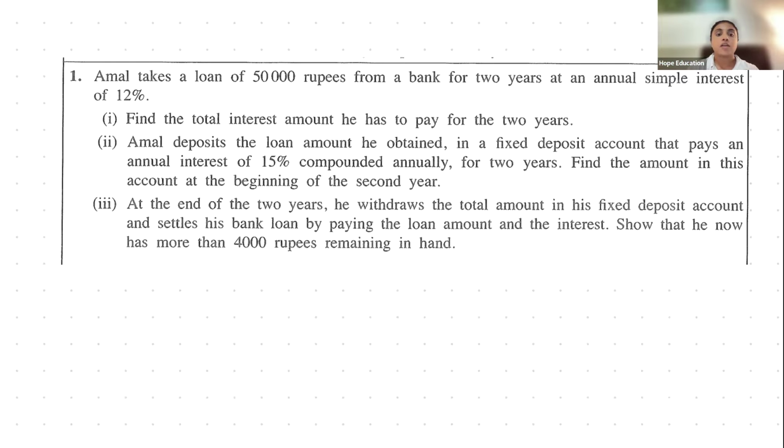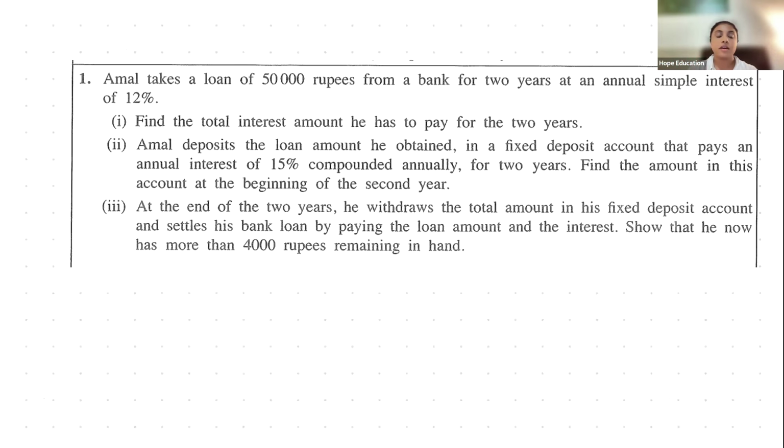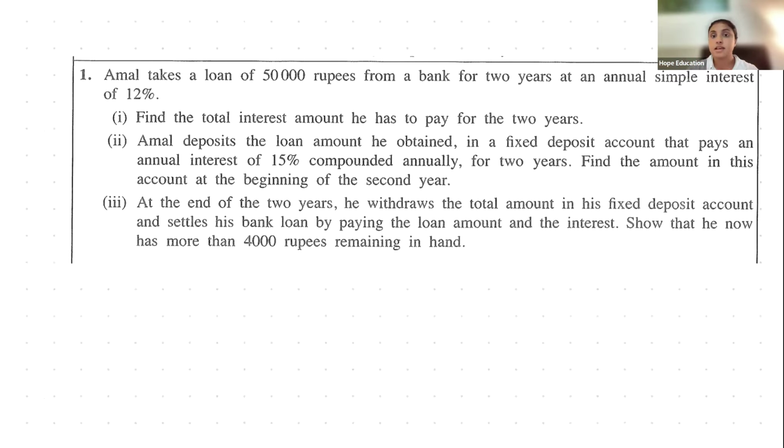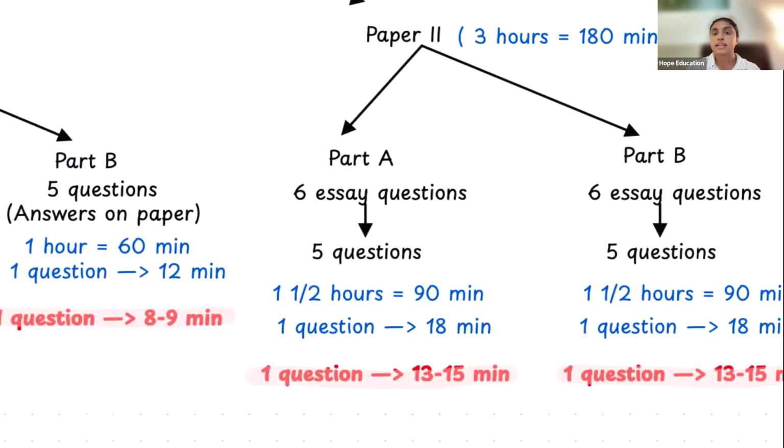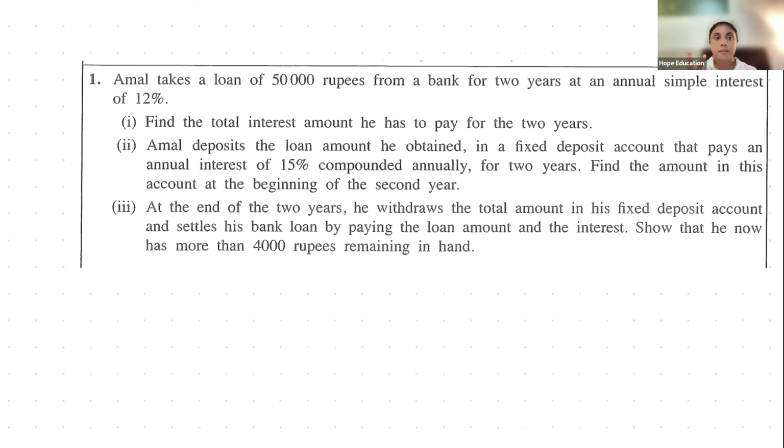Okay? All right. So the question is on the whiteboard. This is paper 2 part A question, right? So usually we allocate like 13 to 15 minutes.